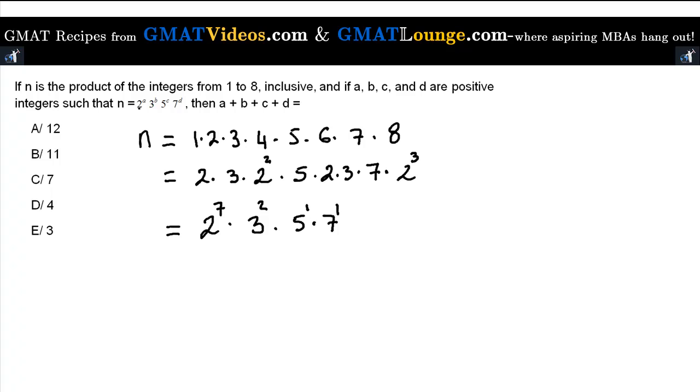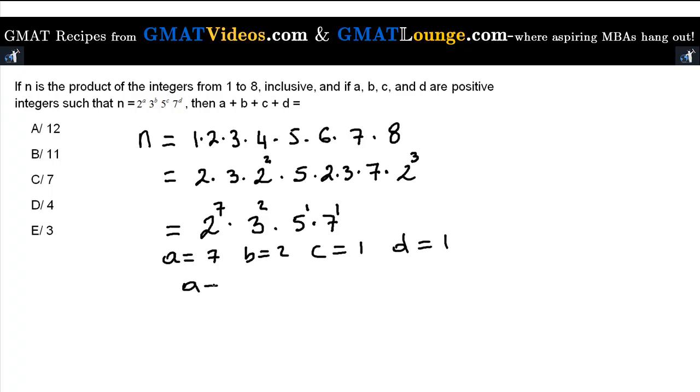We say that n can be written as 2 to the power a and so on. We have the exponents here. Now when you don't see any exponent, that's because the exponent is 1. That's the same thing. So now we can see that a should be equal to 7, because a was the exponent of 2 and 7 is the exponent of 2. B is equal to 2. C should be equal to 1, and D should be equal to 1. So let me write that: a equals 7, b equals 2, c equals 1, and d equals 1.